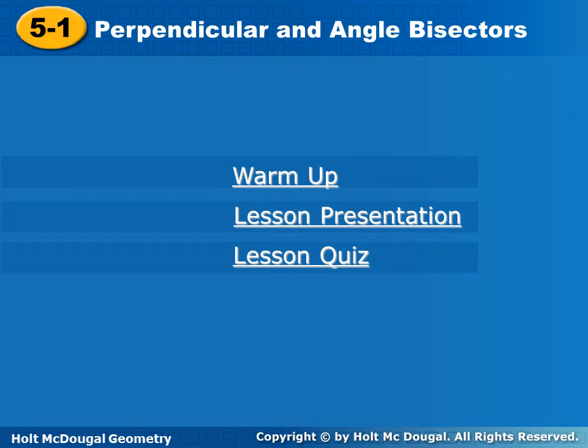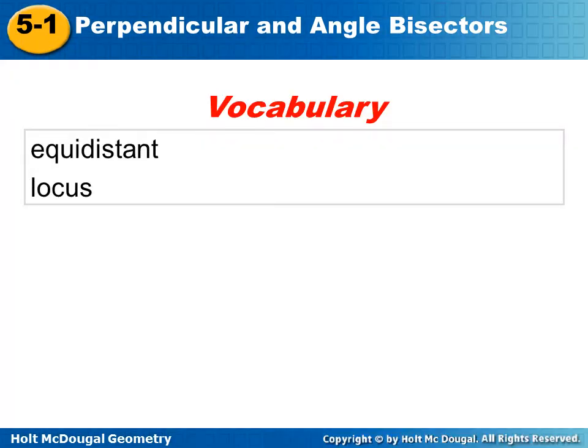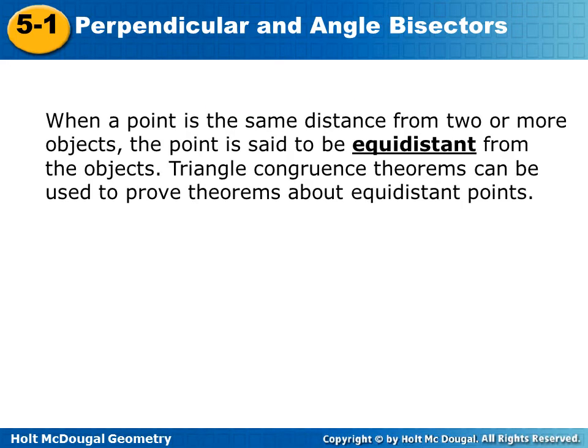Today we're going to talk about perpendicular and angle bisectors. Our vocabulary for today is equidistant and locus. When a point is the same distance from two or more objects, the point is said to be equidistant from the objects, like equal distance. Triangle congruence theorems can be used to prove theorems about equidistant points.